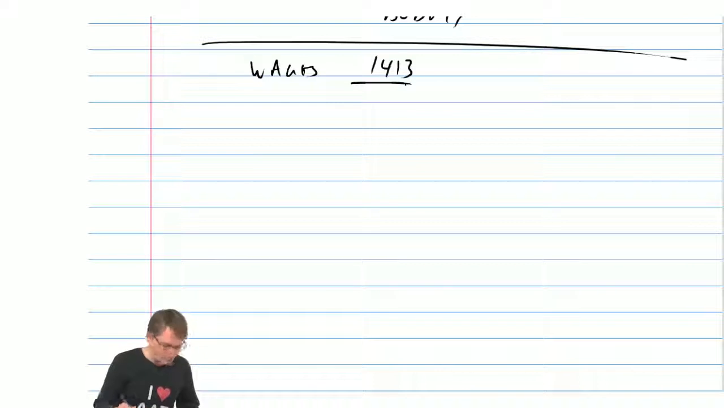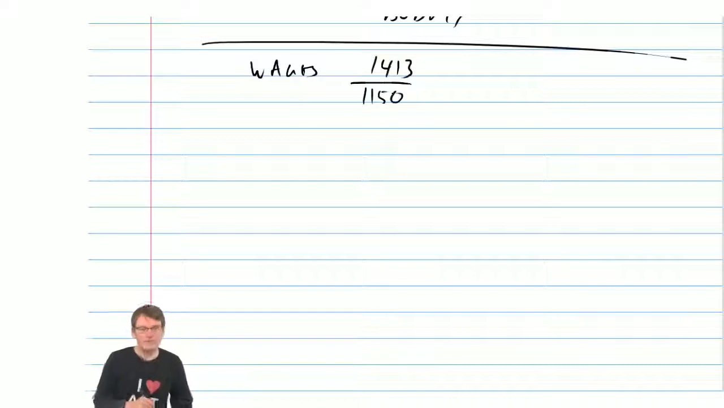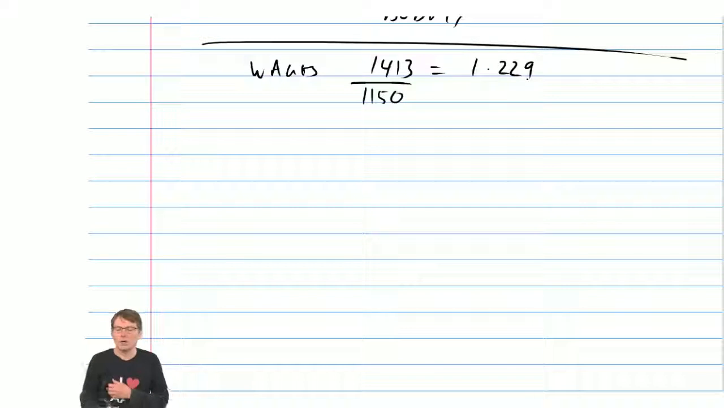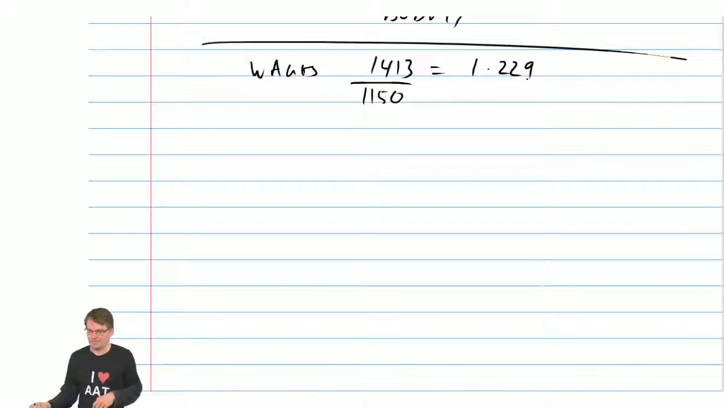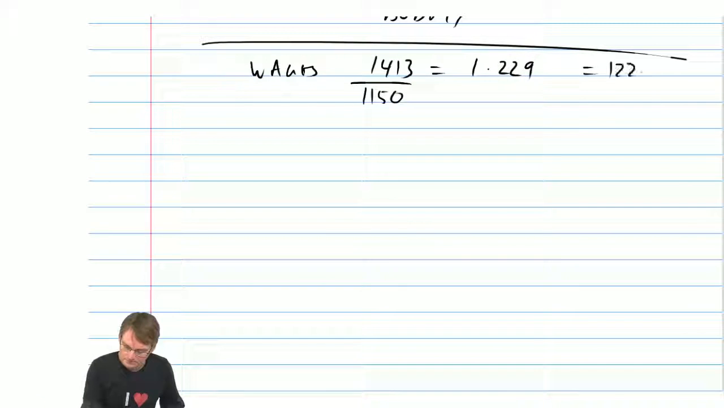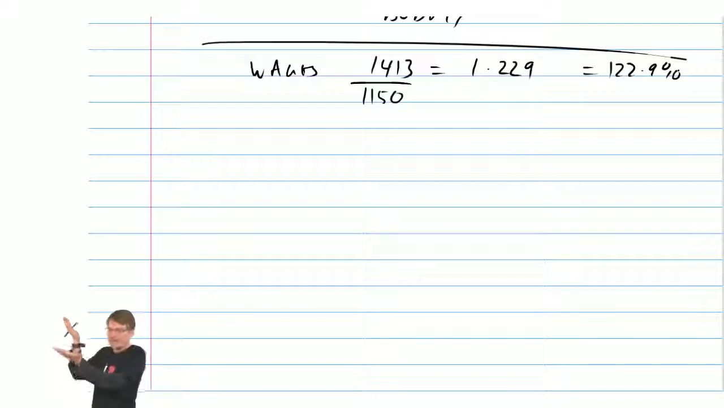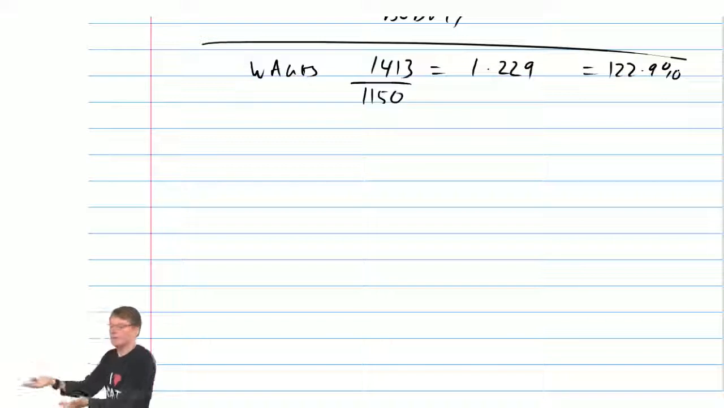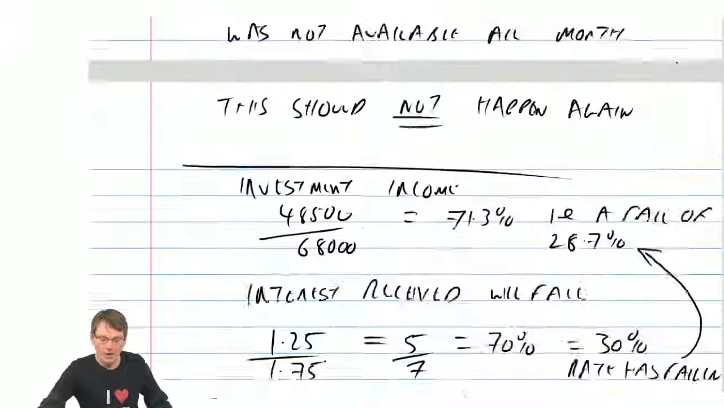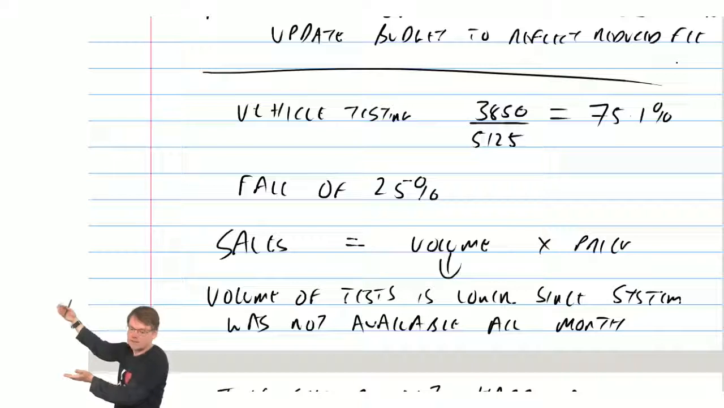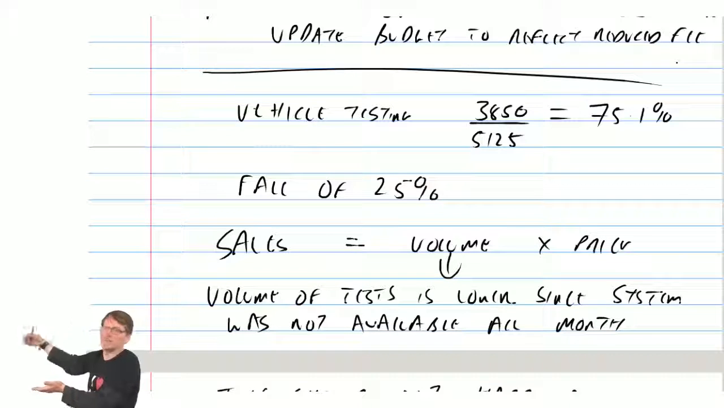1413 over 1150. If you work this out, you get 1.229. Now this time we've got a figure over 1. What does that mean? It means that something is higher than expected. Obviously, if the figure is less than 1, which is all the ones we've had so far, it's lower than you'd expected. So to work out the change from the budget, what we've done so far is we said, what did we calculate? 75%. Take it away from 1, it's a fall of 25%.